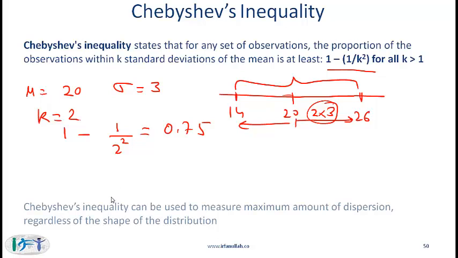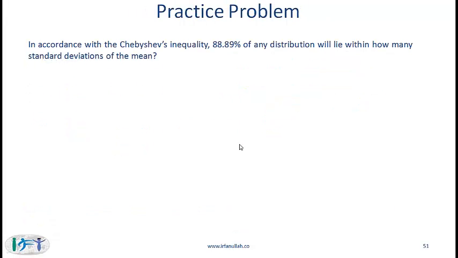This inequality is so powerful because it tells us for sure how to measure the maximum amount of dispersion regardless of the shape of the distribution. Notice that here we don't make any assumptions about whether the distribution is normal or not normal. This inequality applies across all distributions. Let's see if you can solve this problem now.